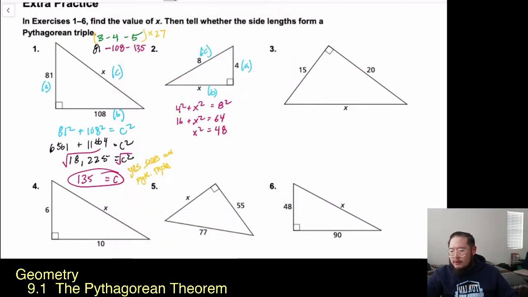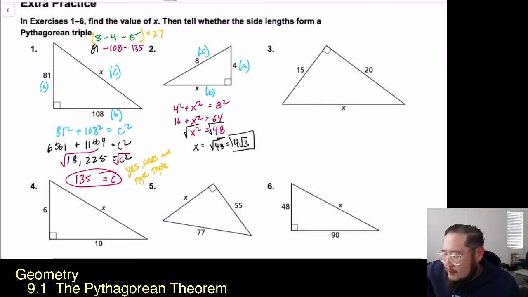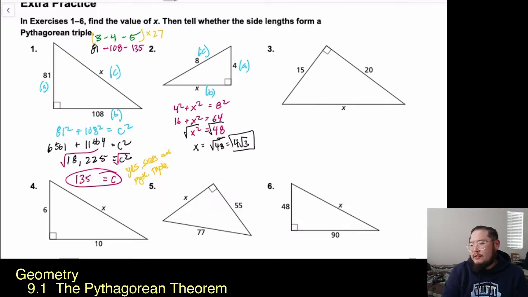And when I square root both sides, we got ourselves rad 48. But we want to try to simplify things in simplest radical form, and this ends up becoming 4 rad 3. So that right there ends up being x. So now the last part is, do the side lengths form a Pythagorean triple?